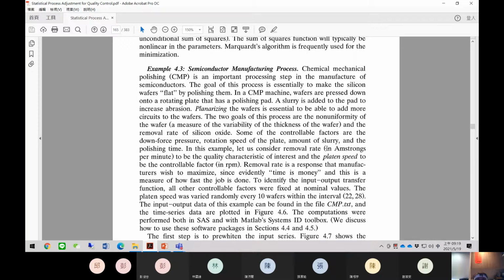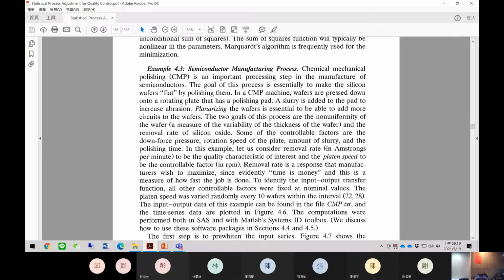So that is a measure of how fast the job can be done. Then, to identify the input-output transfer function, all other controllable factors were fixed at their nominal values. So the platen speed was varied, changed from time to time, very rarely, every 10 wafers within the interval. Then the input-output data of this example can be found.